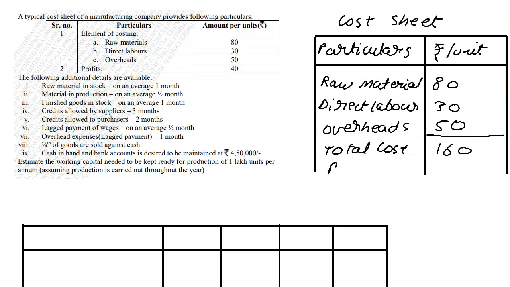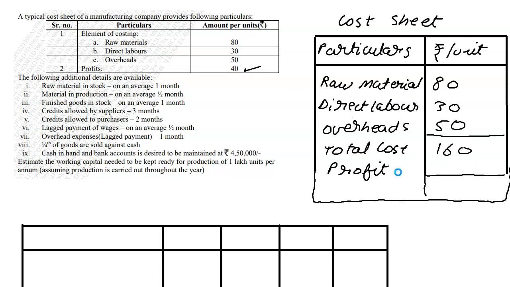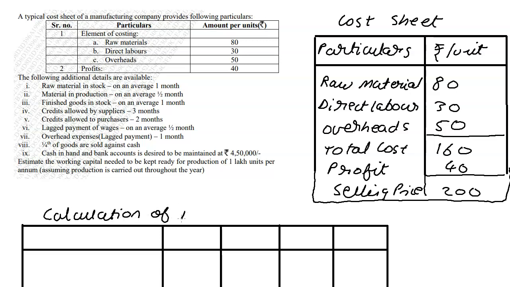Then to this number you can add profit, and altogether we will end up with selling price. So the profit component is 40. Since this is 40, that means selling price will be 160 plus 40, which is 200. Now what we're doing over here is calculation of working capital requirement.